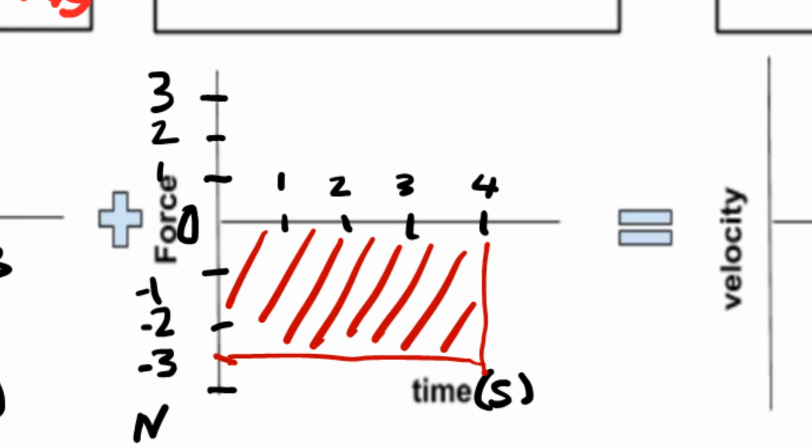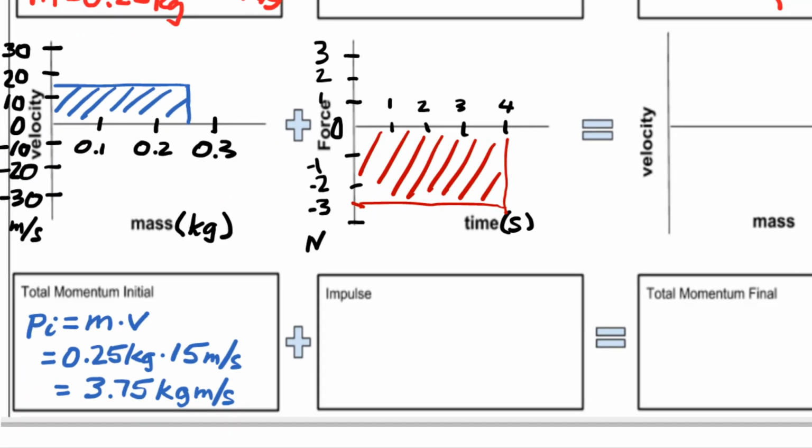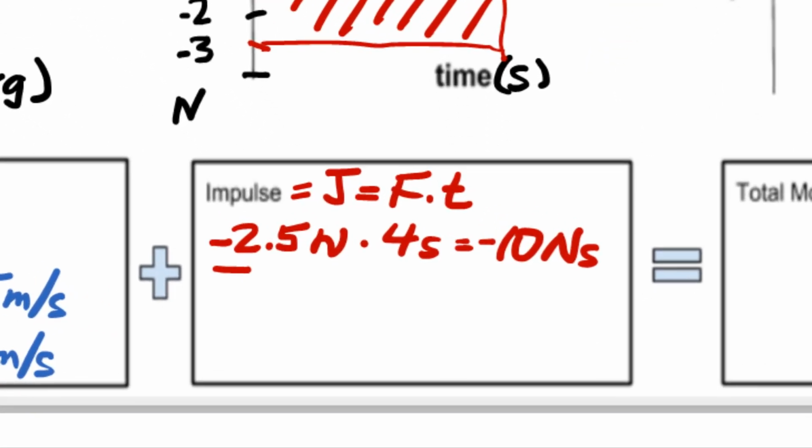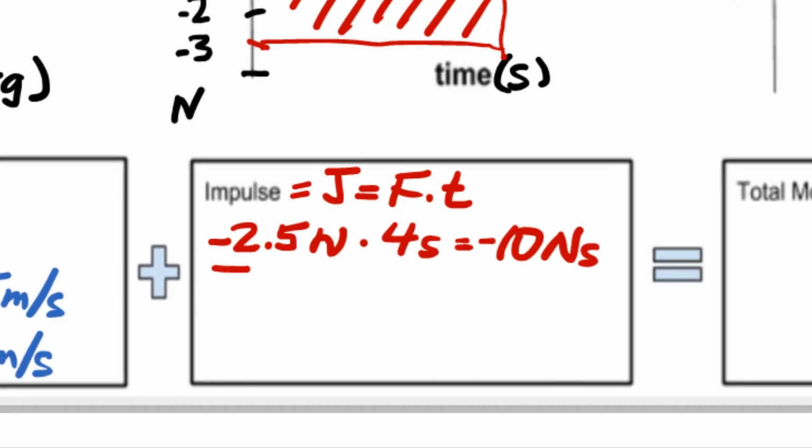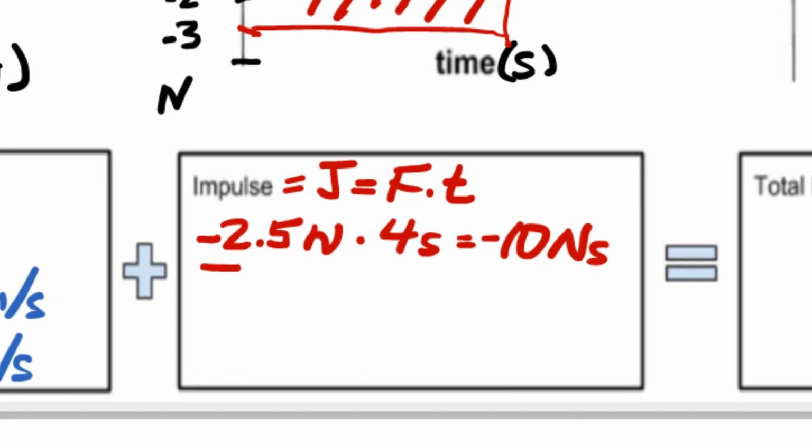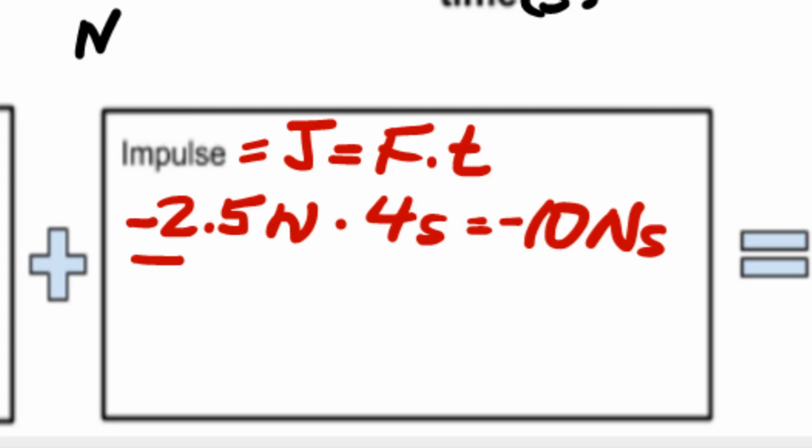Because I have a negative force, I end up having a rectangle that has a negative height. It's below the x-axis and extends to the right 4 seconds. Let's calculate that impulse numerically. I know that the impulse is represented by the letter J, which is the force times the time. Going through and calculating that, that's minus 2.5 newtons times 4 seconds, which gives me an impulse of minus 10 newton seconds.